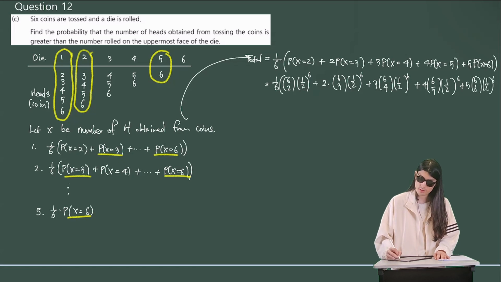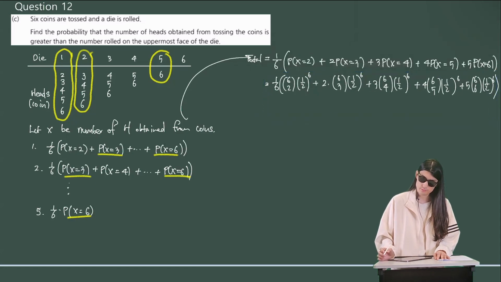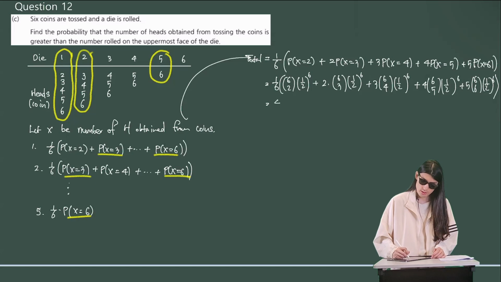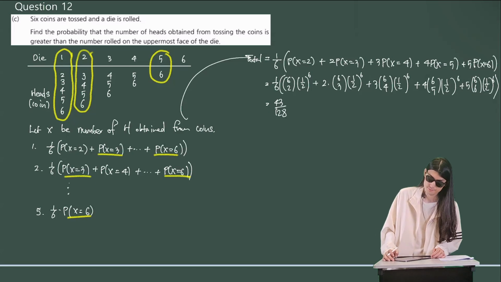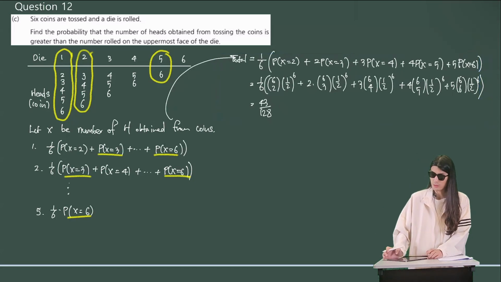Like that. And you put that inside your calculator. Okay. And the answer that you get through this is 43 over 128. Okay. Right. Then to the next question we go.